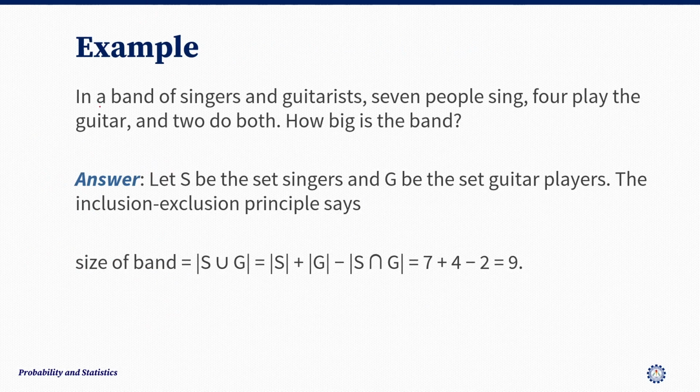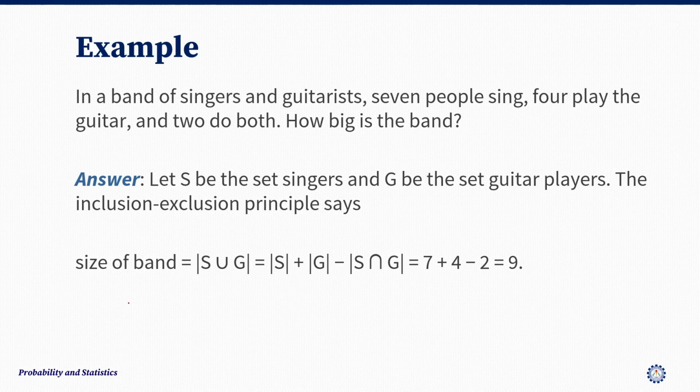Okay, so let's say for instance we have an example here of a band of singers and guitarists. 7 people sing, 4 play the guitar, and 2 do both. How big is the band? If we look at the problem, 7 people sing, 4 play the guitar, and 2 do both. We can represent that with the inclusion-exclusion principle. Let S be the set of singers and G be the set of guitar players.